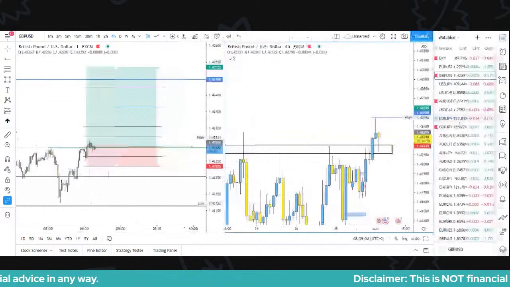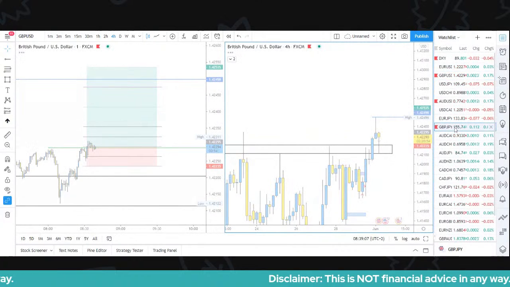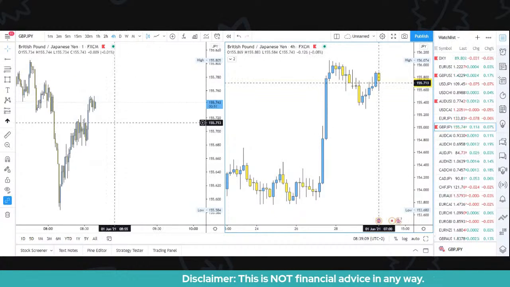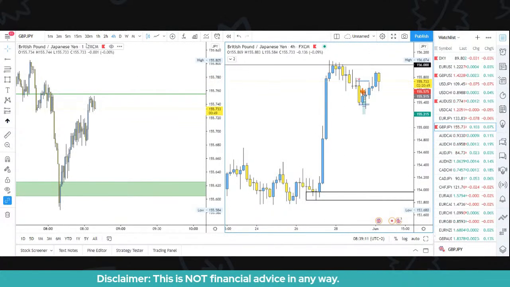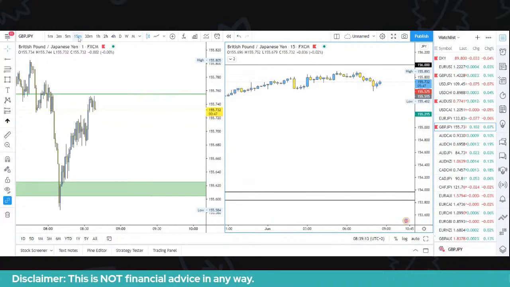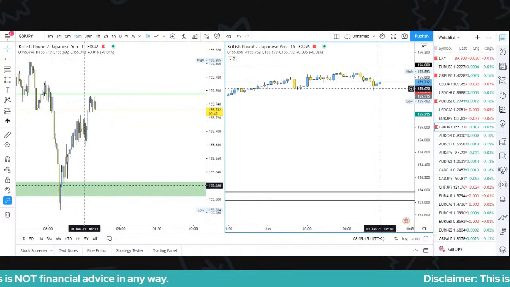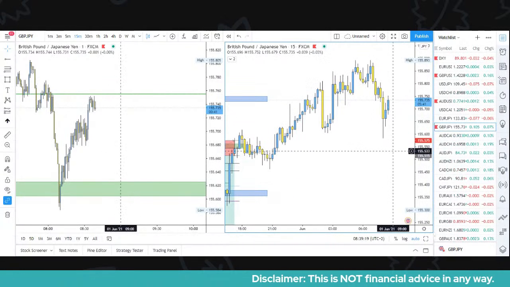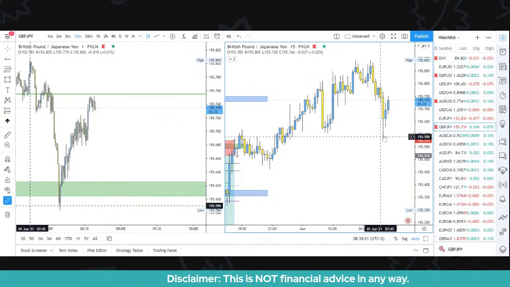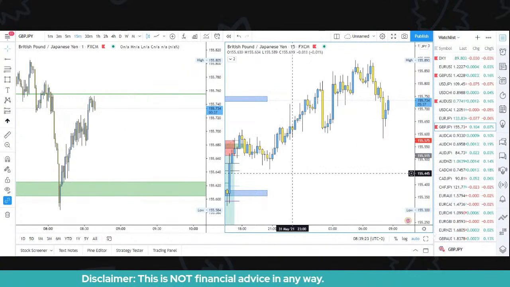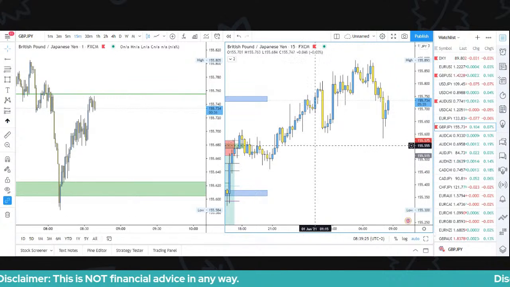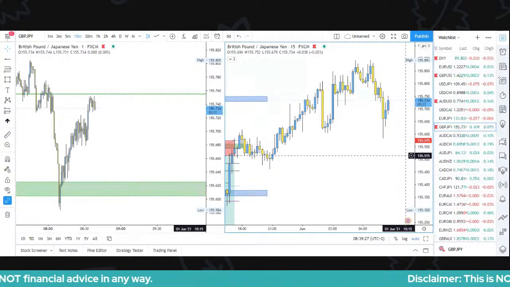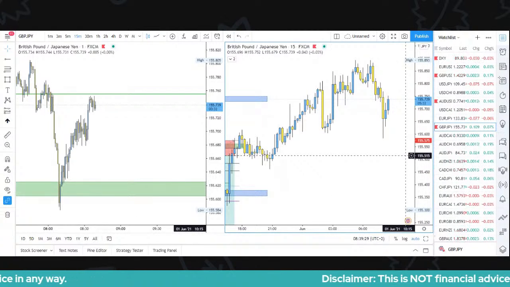Yeah, GBP JPY was actually looking quite clean too. Let me see what the 15-minute was doing. Okay, you can see weak rejection, weak rejection. You can expect this one to be bullish.